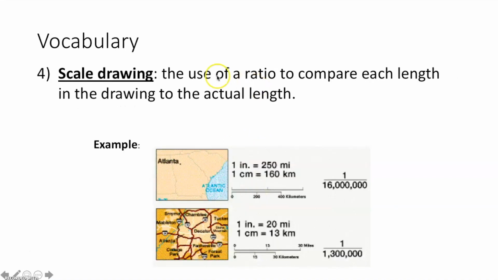Now, a scale drawing is the use of a ratio to compare each length in the drawing to the actual length. So what happens is in a map, you are given a scale. Because obviously you can't hold a map that is the size of Georgia, what you need to do is scale it down. So it gives you this scale, which says 1 inch is equal to 250 miles. So you can measure on your map, and however many inches that is, you can then calculate how many actual miles it is based on your scale.